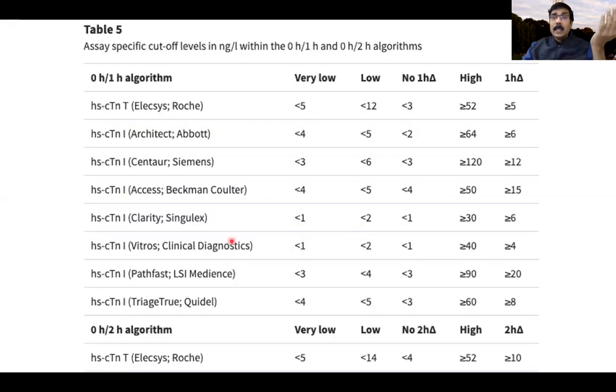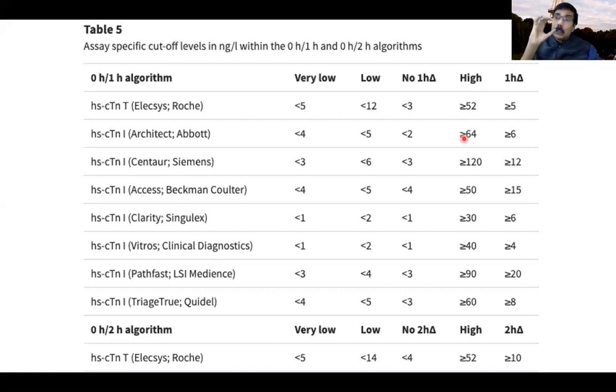Now, the next point is, whenever you start using highly sensitive troponin, you must always understand this. Each kit that you use is going to have different values. For instance, let's look at the first one by the Roche. The highly sensitive troponin, the very low levels of less than 5, if you look at the Trop I from Abbott, it's going to be less than 4 nanograms per liter. Now it's for low levels 12 and 5. So 1 hour change should be less than 3, less than 2. So what I'm trying to prove is that you must understand it is not going to be a standardized level above which or below which it is low or very low or normal or abnormal.